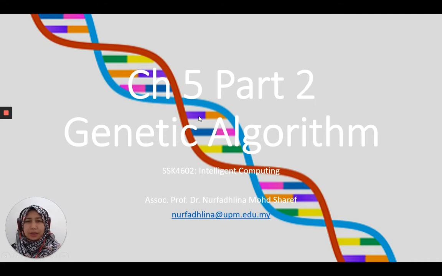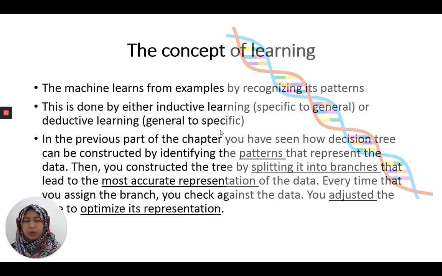Welcome. This is the second part in Chapter 5. The title of Chapter 5 is Learning, and the second part is about genetic algorithm, part of our course in Intelligent Computing in UPM. So let's start with the concept of learning itself.